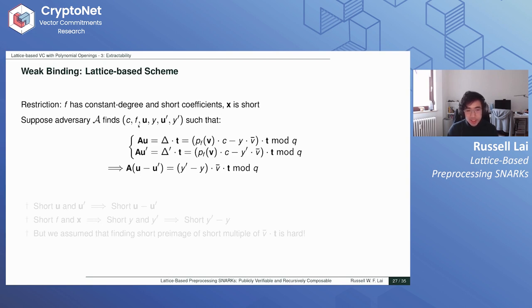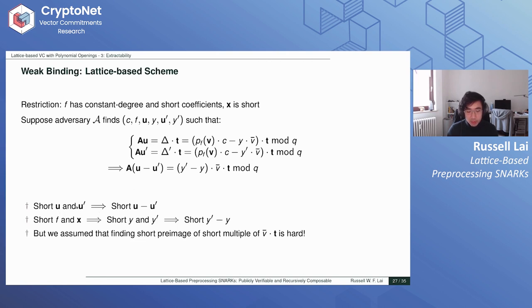Suppose an adversary gives us a commitment, a function, and some opening proofs for y and y prime. Again, we can write down the verification relations and subtract them so that we obtain the following relation. Now, since these opening proofs u and u prime are supposed to be short, their difference is also short. And by our restrictions on f and x, we can conclude that these images y and y prime are also short because they are supposedly equal to f of x. Therefore, the difference between them is also short. But what we just did is find a short preimage of a small multiple of v bar times t. And by the ring SIS assumption, we assume that this is hard to do, and therefore we conclude that such an adversary should not exist.